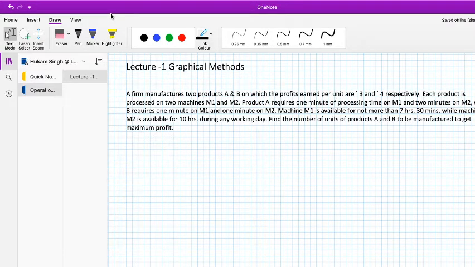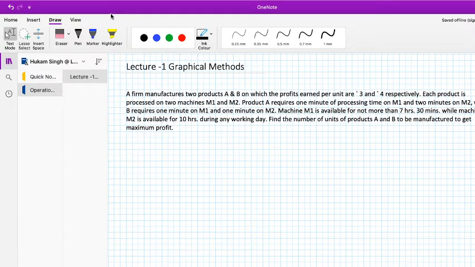Machine M1 is available for not more than 7 hours 30 minutes, while machine M2 is available for 10 hours during any working day. Find the number of units of product A and product B to be manufactured to get maximum profit. Okay, so this LPP is given.